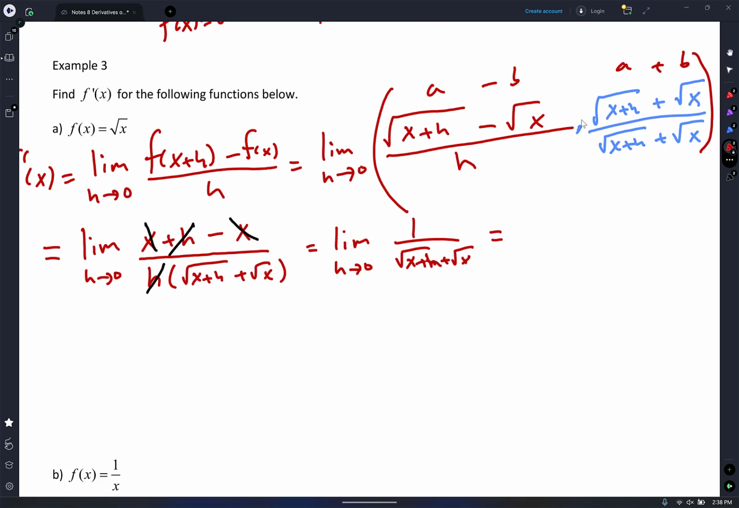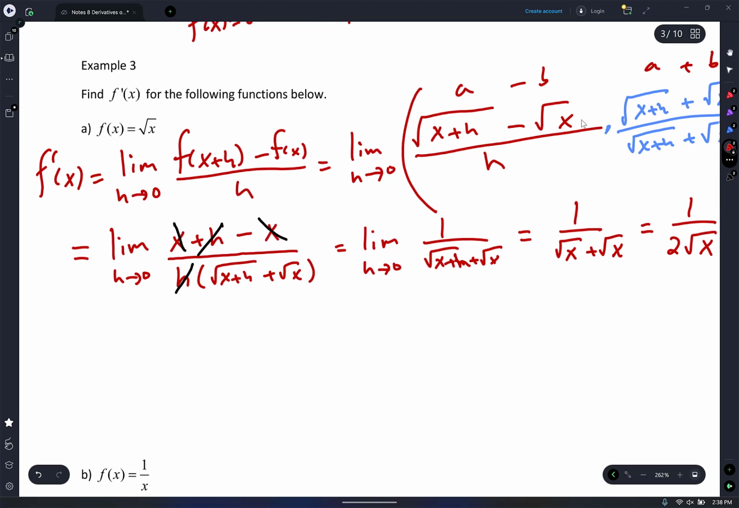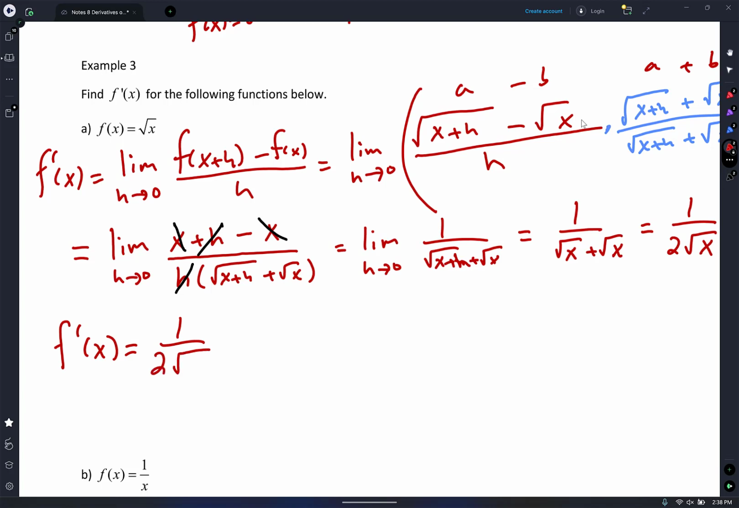Can I do direct substitution now? What do you guys think? Yes. H is 0, so this is 1 over square root of x plus square root of x. Well, square root of x plus square root of x is how many square root of x's? So 1 over 2 square root of x. I come back and I write a nice clean sentence. I'm just going to write f prime of x is nothing more than 1 over 2 square root of x. Make sure that the 2 square root of x is in the denominator.